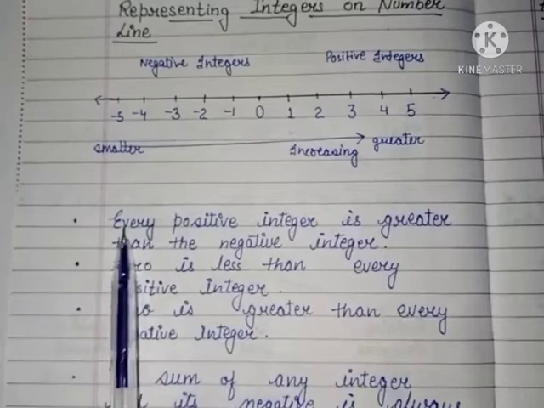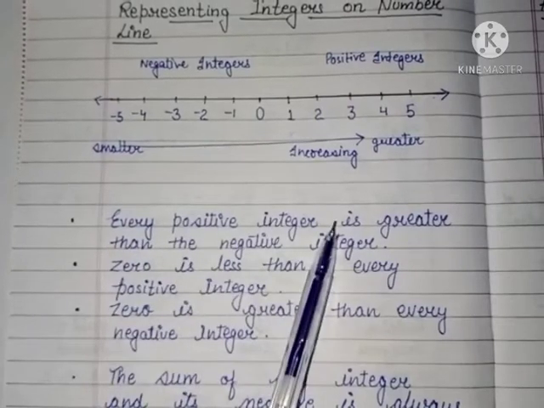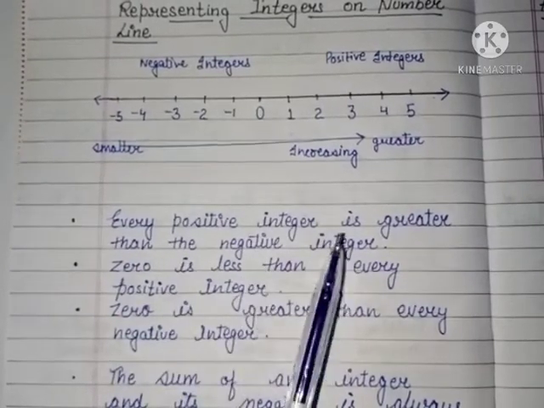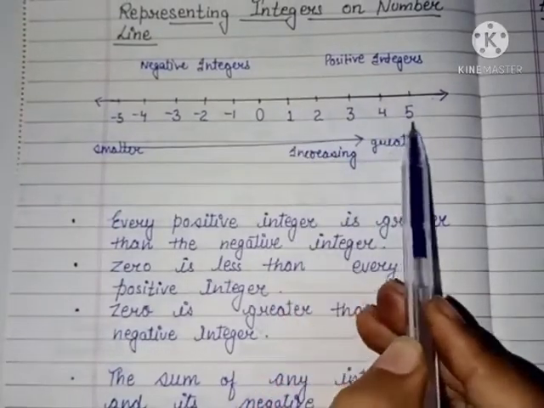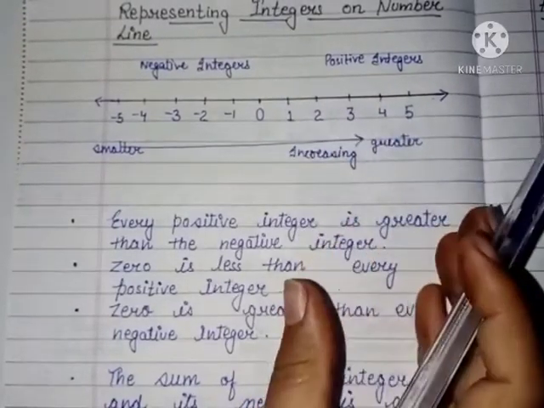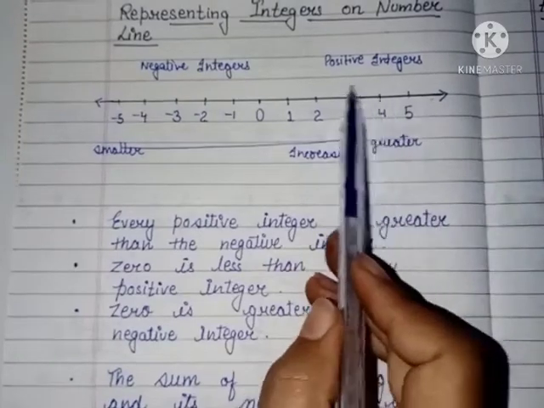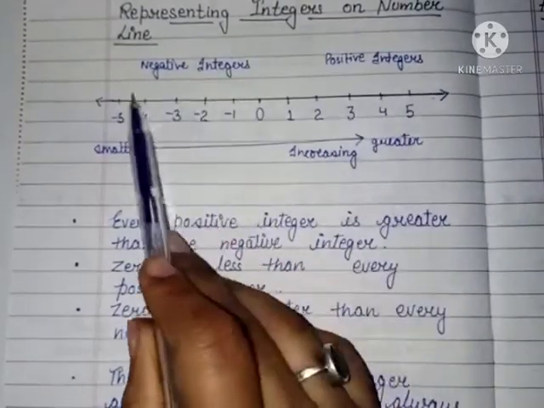Now have a look at these points. Every positive integer is greater than a negative integer. Of course, positive integers are on the right side of the number line, so these numbers are greater than the negative integers.